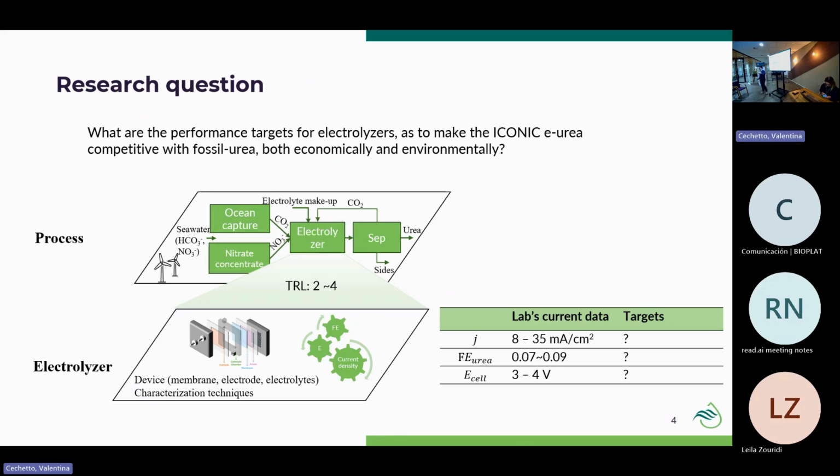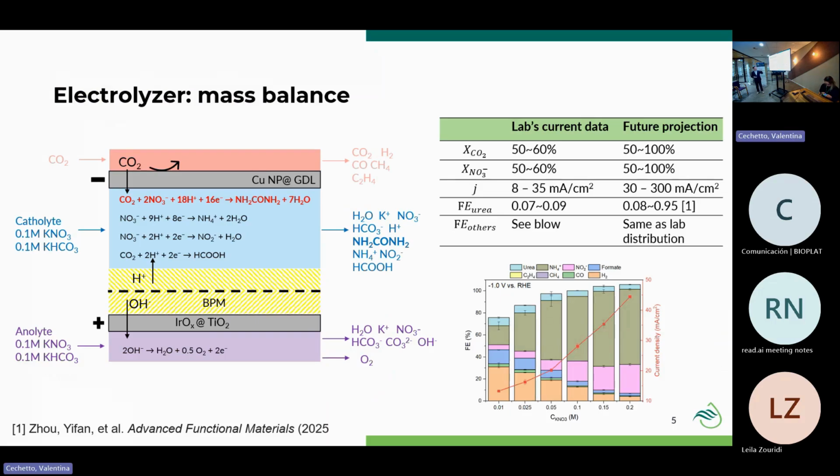We build a process model, not just for the electrolyzer, but also for the upstream and downstream separation. And then we compare that with the conventional pathway, like Haber-Bosch and Bosch-Meyer for urea production. We try to compare those two technologies and see how to make this new technology economically viable and environmentally friendly. So we built a model for the electrolyzer, basically for the mass balance, and you see our electrolyzers.